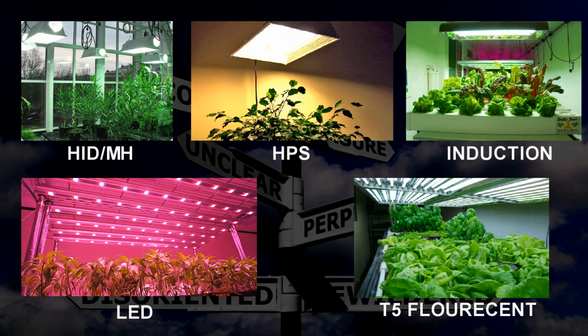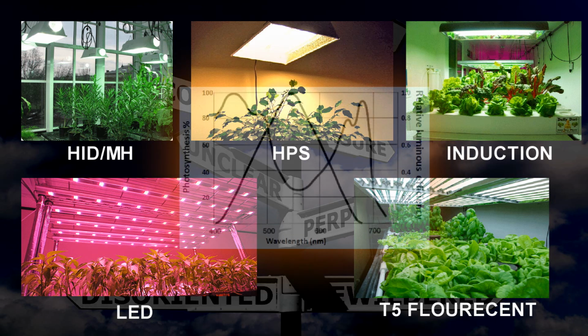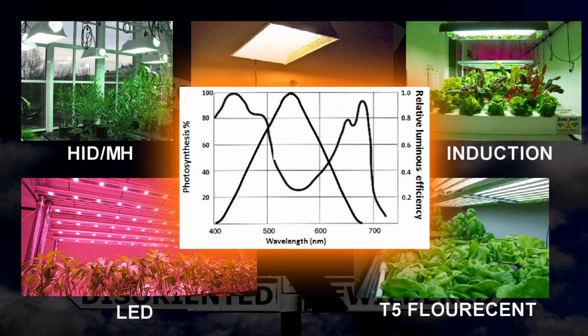Just looking at these images, you can see that there are some differences in how colors of these lights look to our eyes. However, there is no photosynthesis going on in our eyeballs. One of the ways we can look at light is photosynthetically active radiation, or the acronym known as PAR. The center peak on this graph is what we can see with our eyes, while the peaks at the ends are what is photosynthetically active. So what looks bright to our eyes may not be useful to a plant.